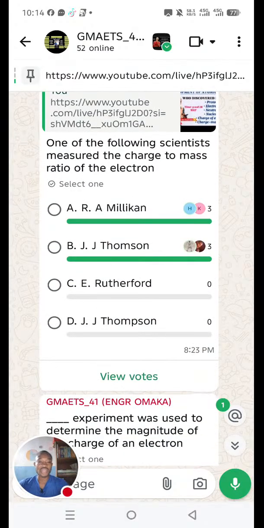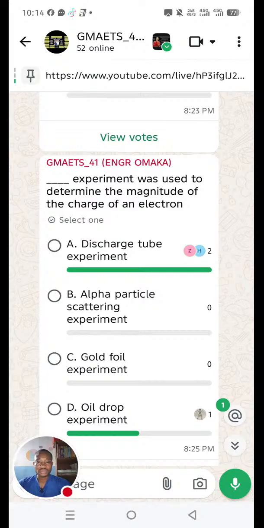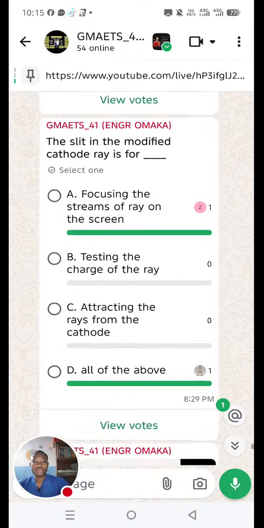One of the following scientists measured the charge to mass ratio of the electron. The scientist that did that is J.J. Thomson. That's option B. Next question. Dash experiment was used to determine the magnitude of the charge of an electron. The correct option is option D, oil drop experiment. Move on to the next question.